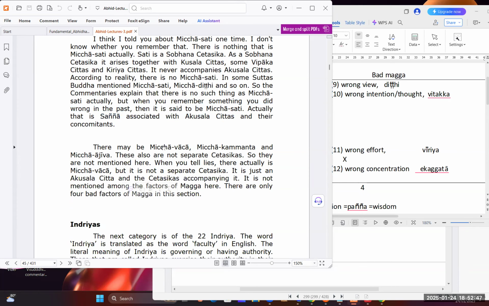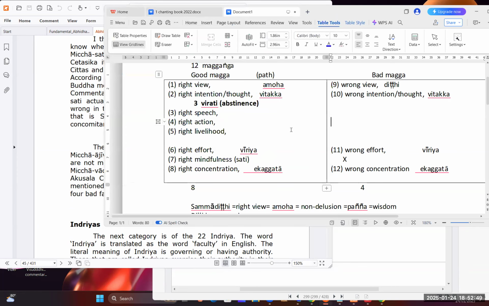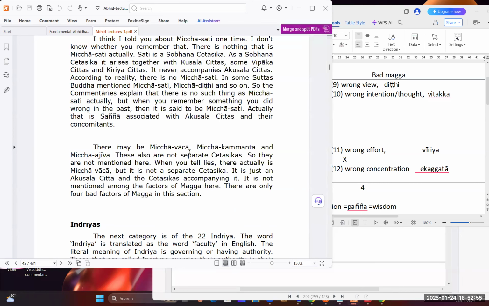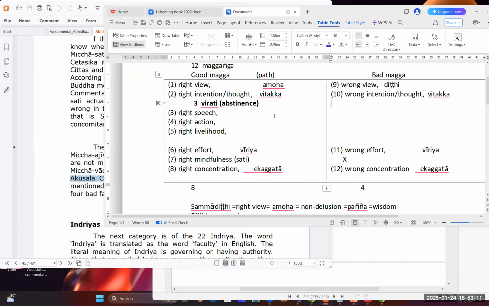Okay. So just now there was a question, like Sister Chai Hun asked, why there is no wrong speech, no wrong action, no wrong livelihood. Because they are not separate cetasika. It means they are not cetasika. At that time, it's just akusala chitta and the cetasika that accompany it, and it's not mentioned in the factors of magga here. I think with the explanation in the three books, you all should be able to follow this.